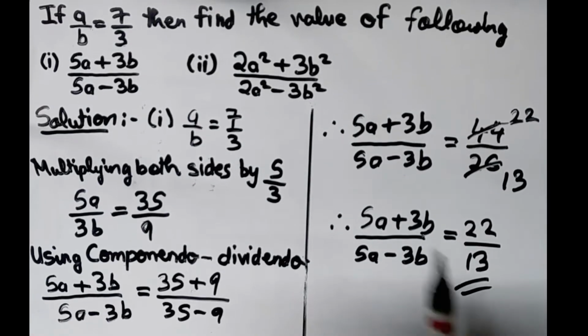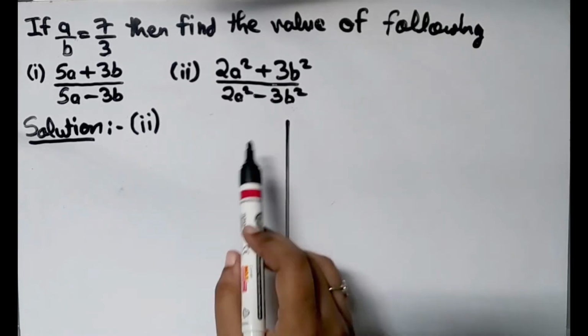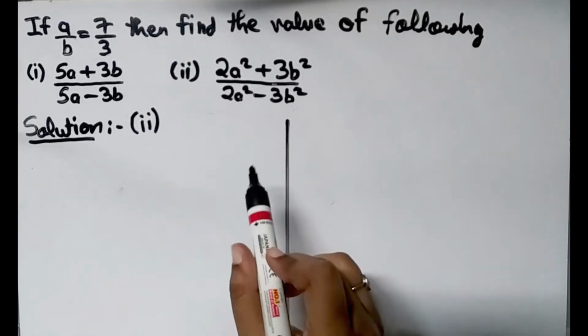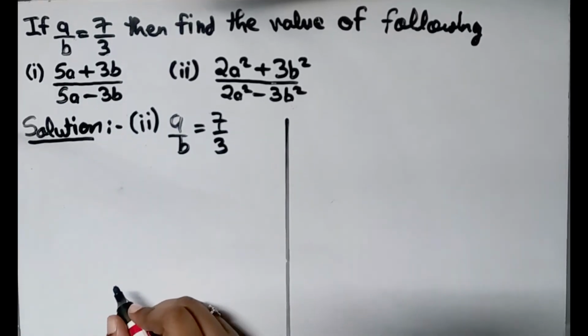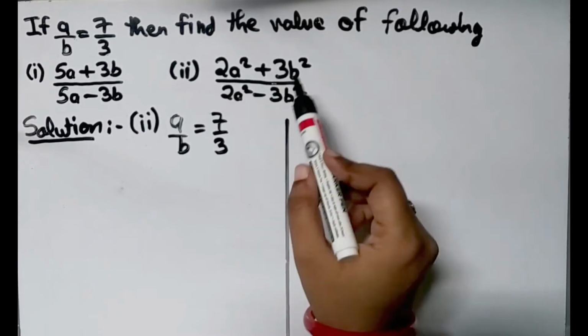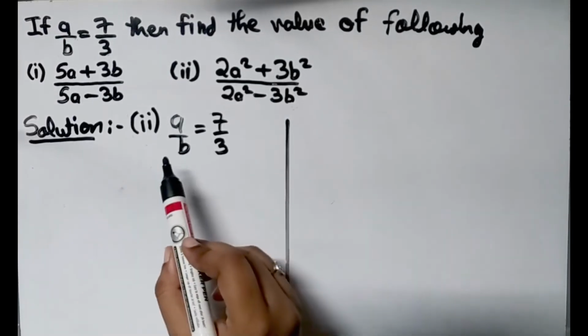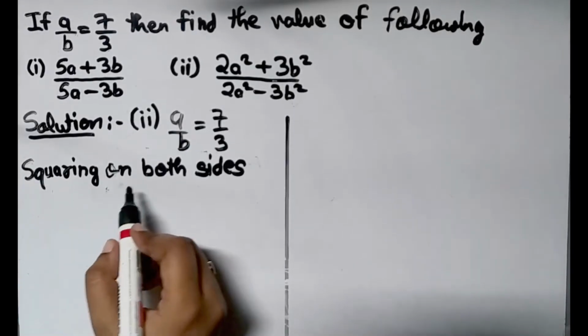Now we will solve the second one, that is we have to find this value. Now what we will write the given. a upon b is equal to 7 upon 3, that is given. Here in given there is only a upon b, but here we want a square and b square. So first what we will do, we will square this equation on both sides. So squaring on both sides.